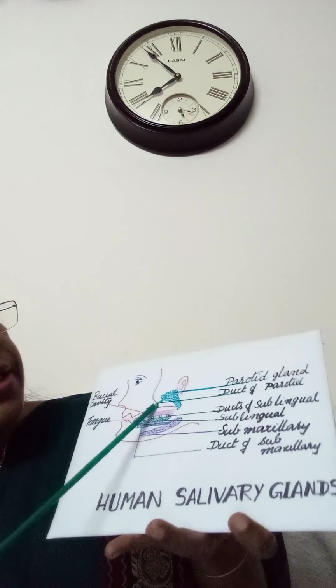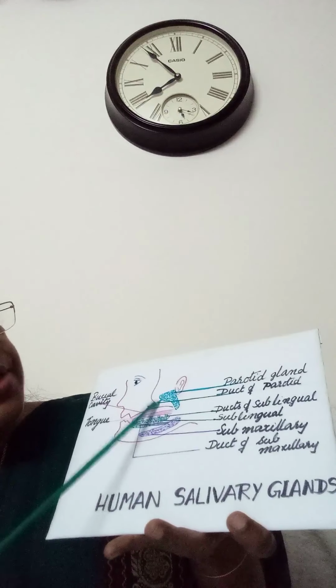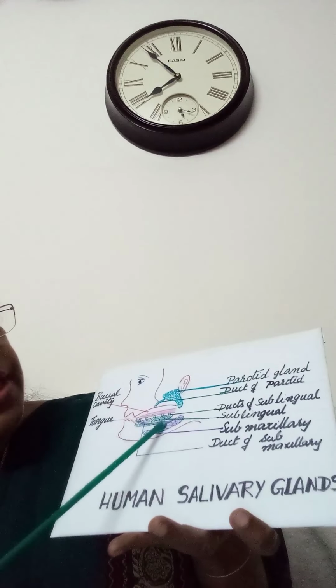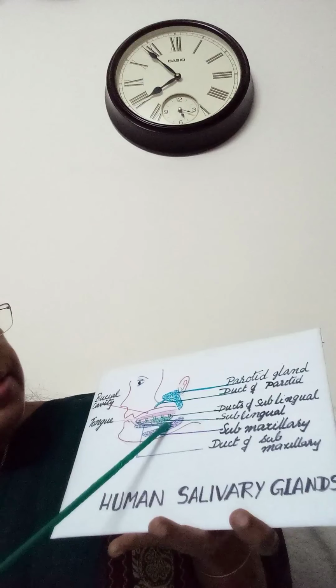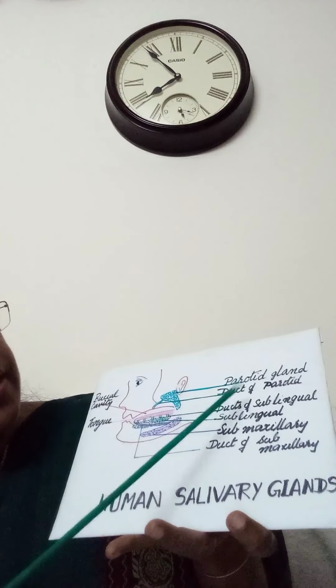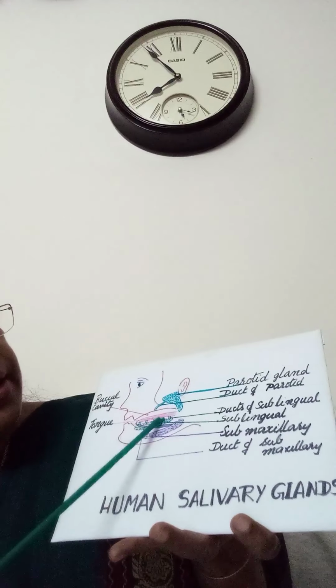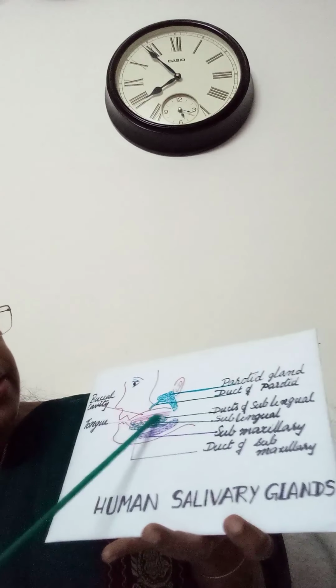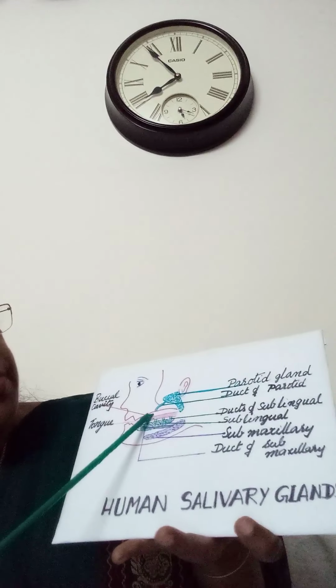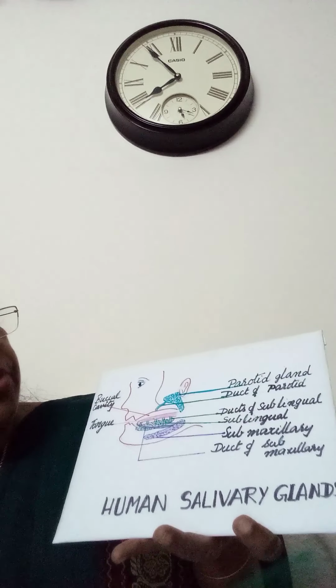This is the duct of the parotid gland. This is the duct of the submaxillary gland, and these are the ducts of the sublingual gland below the tongue. These glands are present outside the buccal cavity, but the secretion comes into the buccal cavity. That is important for the entrance.